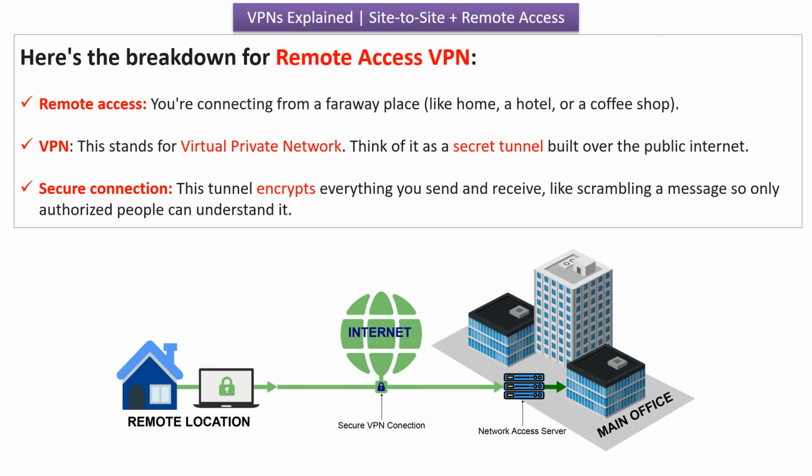Here we will see the breakdown for remote access VPN. Remote access: you are connecting from a faraway place like home, hotel, or coffee shop. VPN: VPN stands for Virtual Private Network. We can think of it as a secret tunnel built over the public internet. Secure connection: this tunnel encrypts everything you send and receive, like scrambling a message, so only authorized people can understand it.